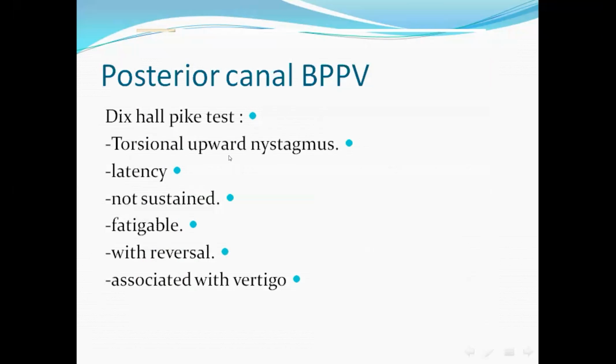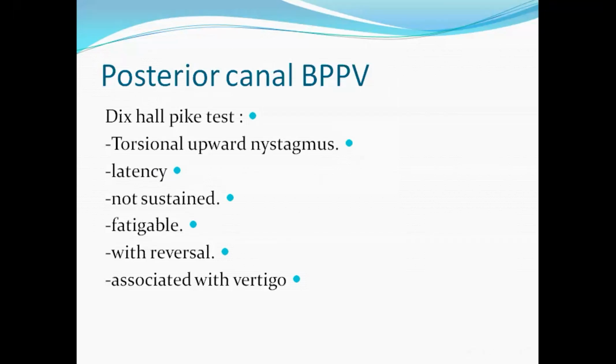The first thing is a torsional upbeating geotropic nystagmus. It has latency, so usually you can wait up to 30 seconds until you see the nystagmus. It's not sustained, so it does not last for more than 1 minute. It's not persistent, and it's fatigable. When you repeat the test more than one time, the nystagmus decreases and the vertigo decreases, and there is reversal.